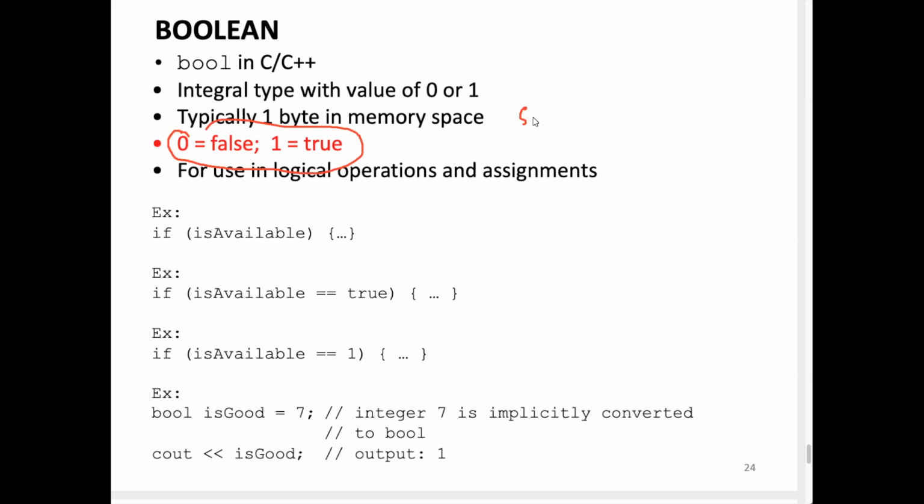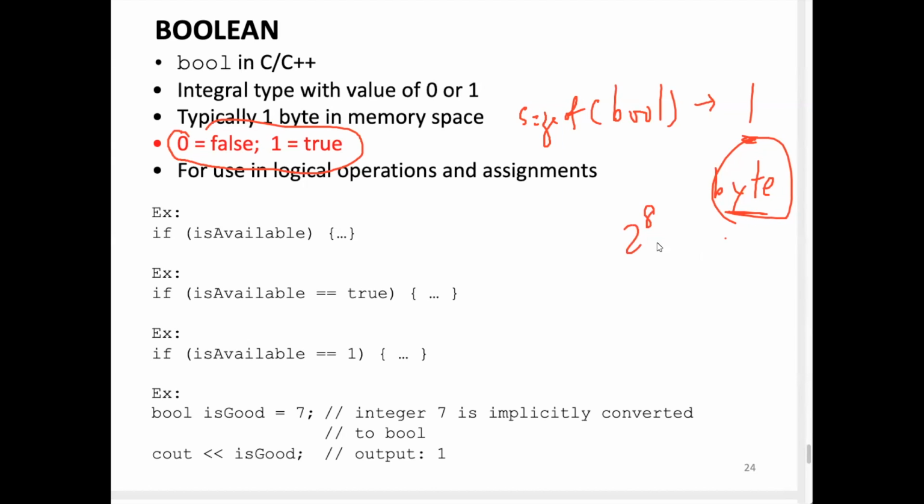If you do a sizeof bool in C++, what do you get? You're gonna get 1, okay? So this means Boolean is 1 byte. What is 1 byte? 2 to the 8, right? 256. That's huge. You may be wondering, if we're talking about zeros and 1s, right?